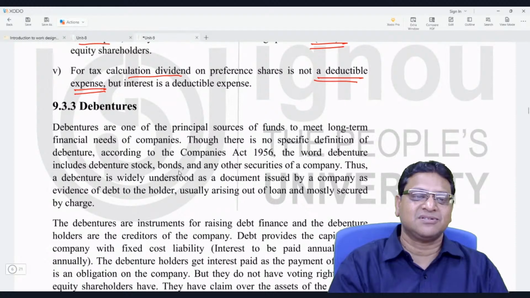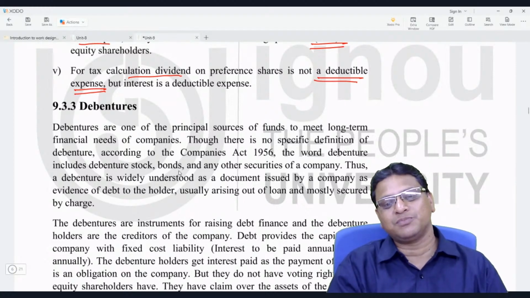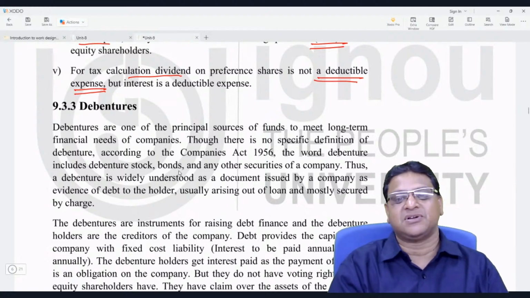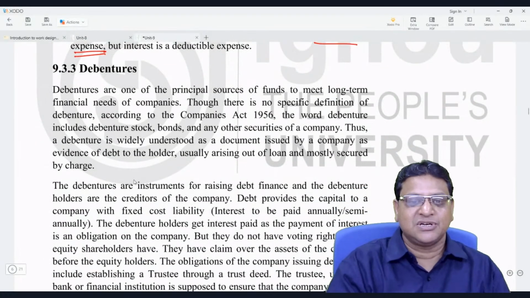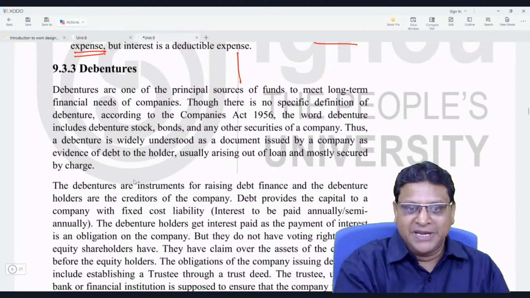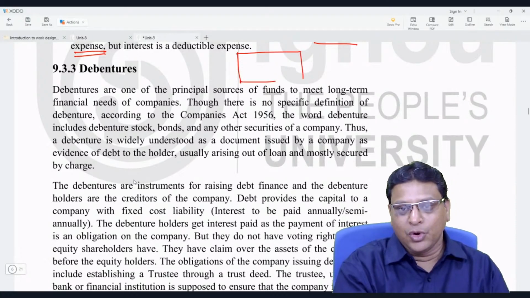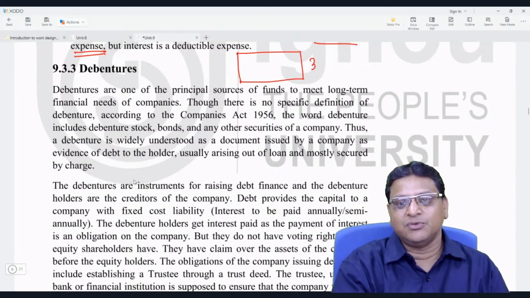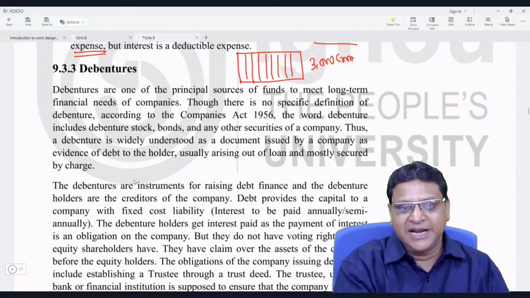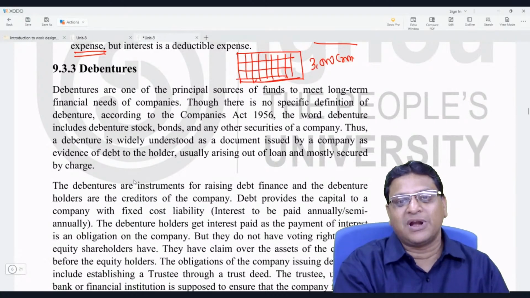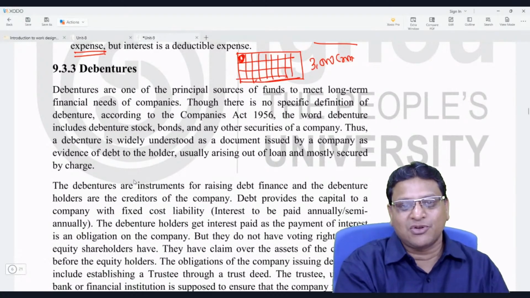Next, we will discuss the third source of long-term finance, that is debenture. What is a debenture? Suppose a company wants a loan of 3,000 crores. What can it do? It can segregate the loan into smaller and smaller parts. Each such part is known as a debenture or a bond.